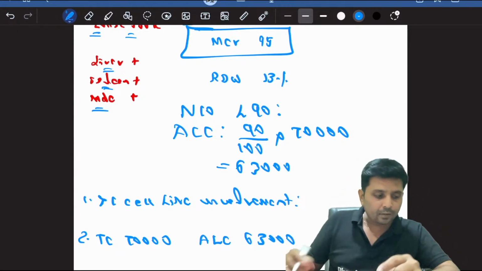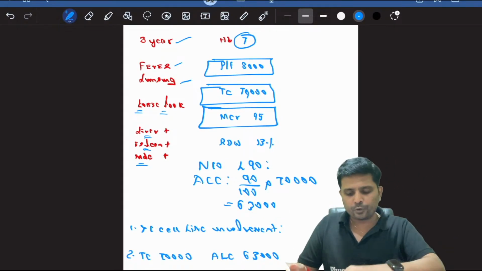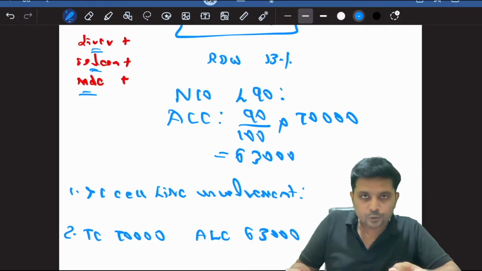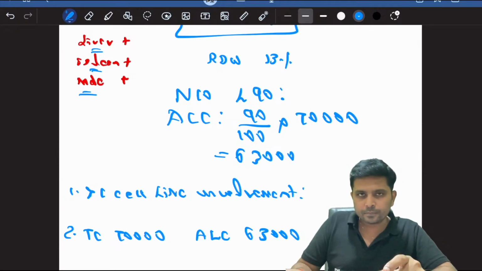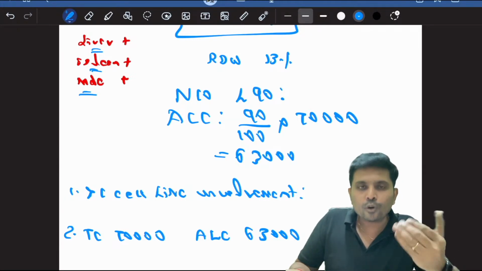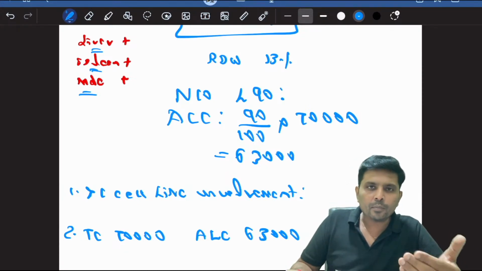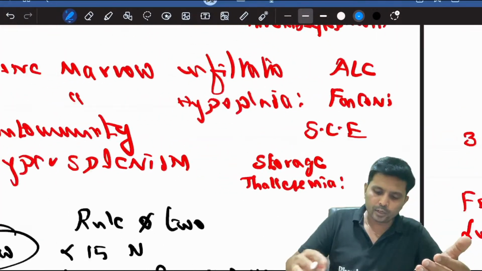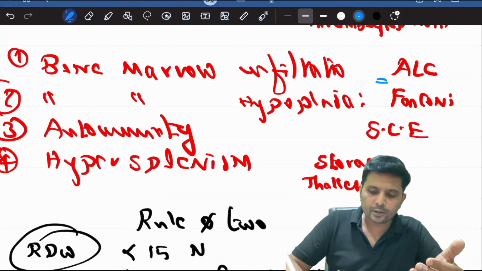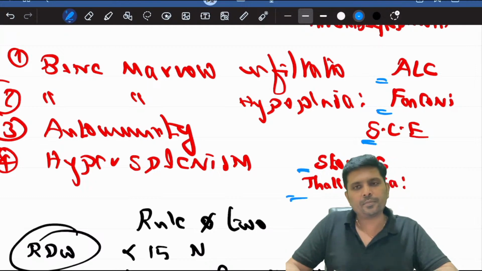63,000. Along with that, the child is having toxic look, hepatosplenomegaly. As it was told to you already, whenever you see any case of more than one cell involvement, it is more in favor of bone marrow. What are all the four causes it was told to you? Look at this: acute lymphatic leukemia, Fanconi, SLE, storage disorder, thalassemia.